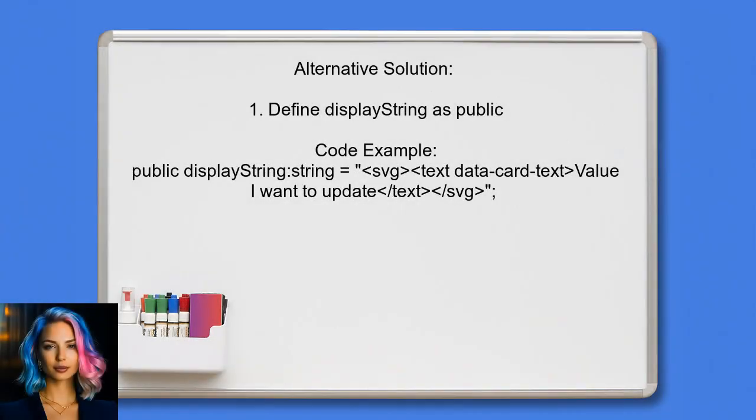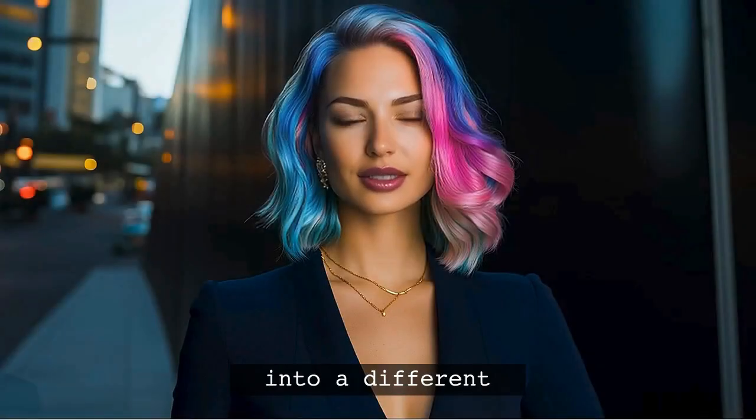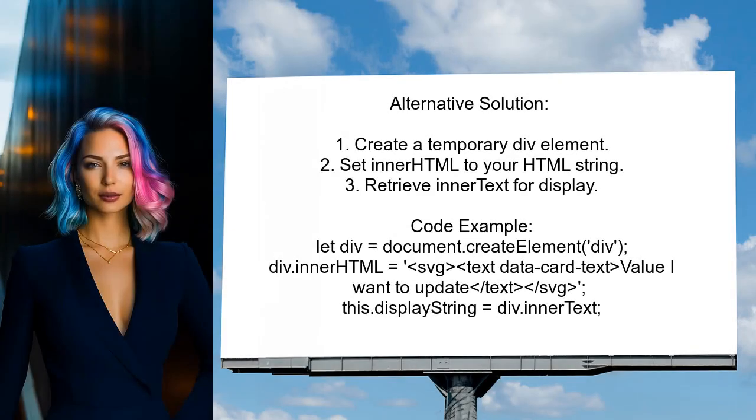An alternative approach suggested by a user is to define your display string variable as public in your component. This allows you to easily use it in your HTML. Now, let's dive into a different answer from another user. An alternative approach to extracting and updating values from an HTML string in Angular 2 involves using a regular expression or creating a temporary DOM element. You can create a div element, set its inner HTML to your HTML string, and then retrieve the inner text to update your display string.